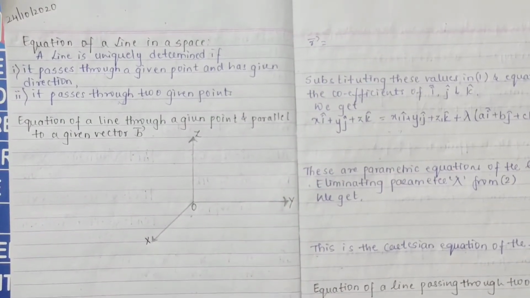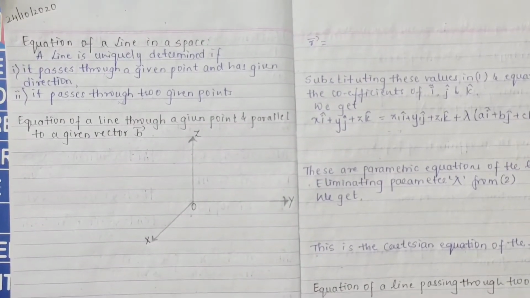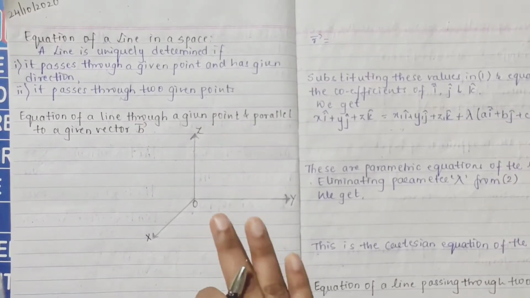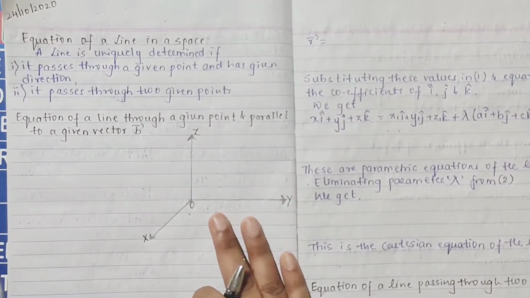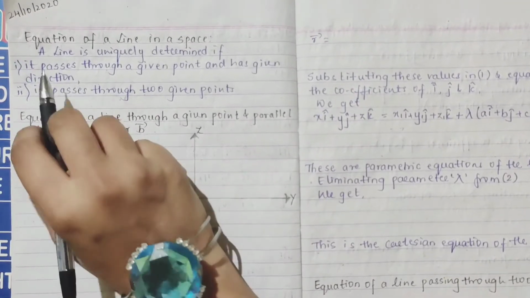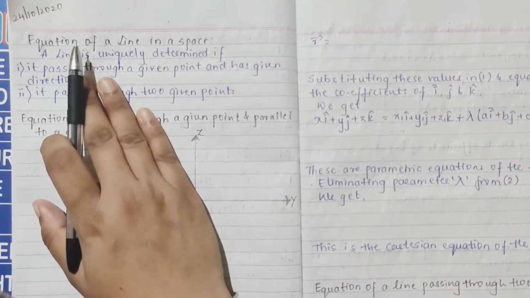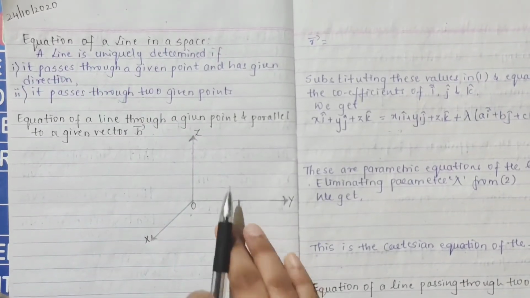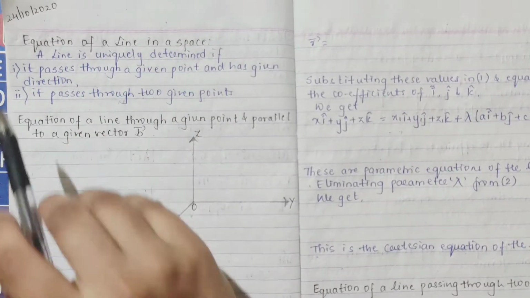Till last class we have done the problems based on direction cosines, direction ratios, finding your angles, right? Now we will study the equation of a line in a space. Okay, so your next part is equation of a line in a space.